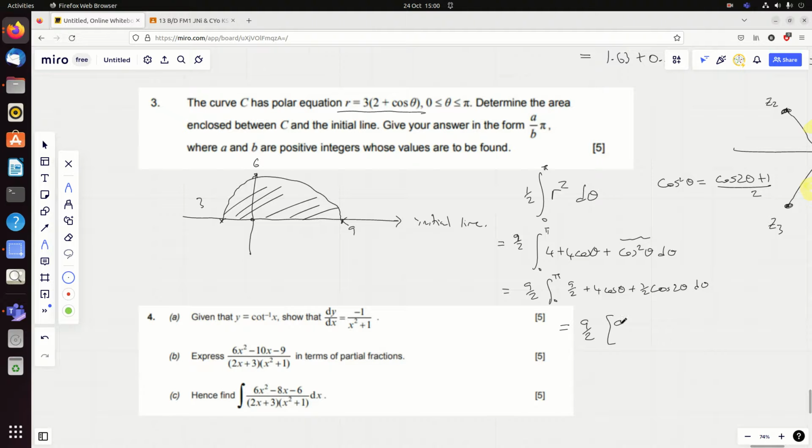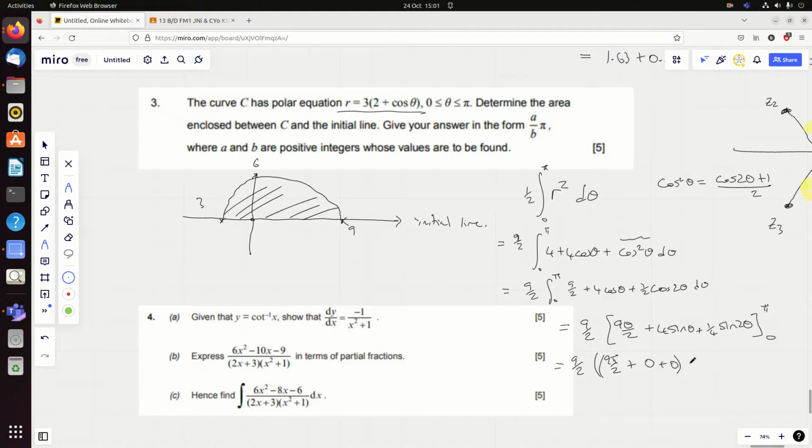Okay, let's integrate it then. We're going to get 9 theta over 2, plus 4 sine theta. Now this is going to integrate to a quarter sine 2 theta between pi and 0. Okay, so carrying on, we're going to get 9 pi over 2 plus 4 sine pi, well that's 0, plus a quarter sine 2 pi, well that's 0.